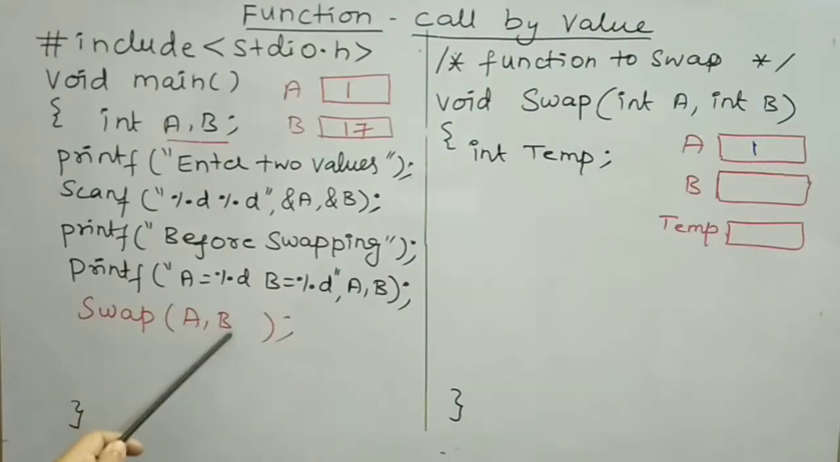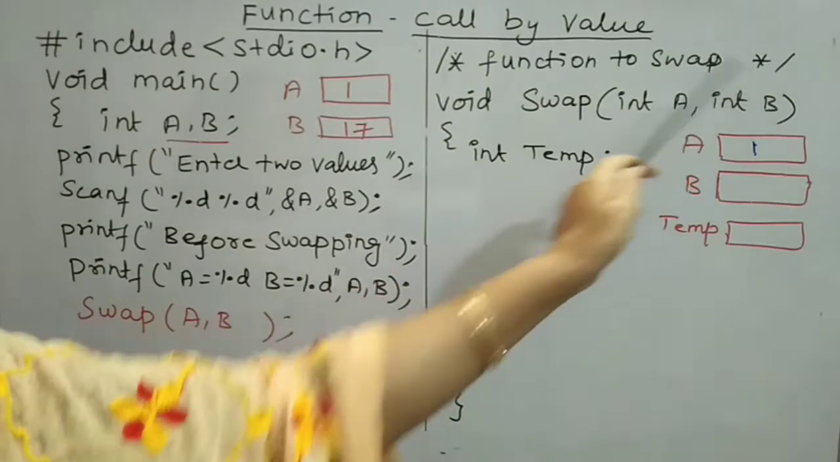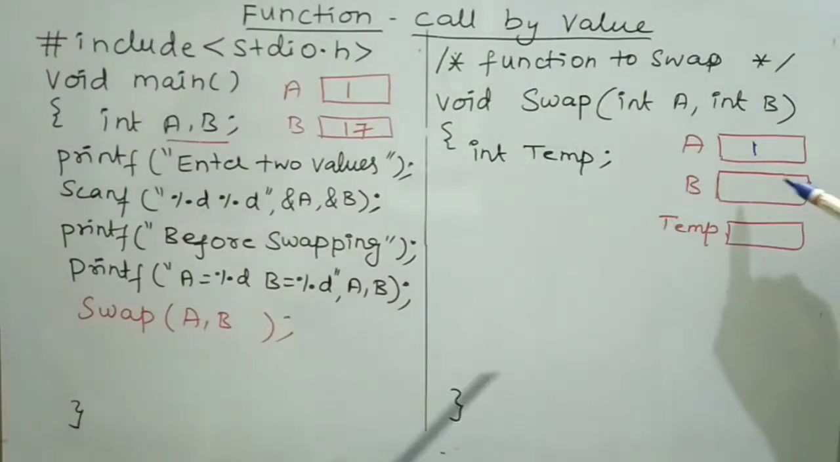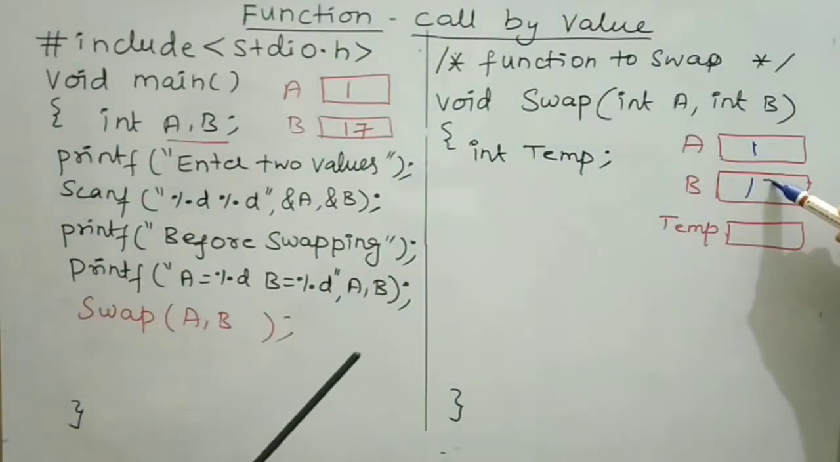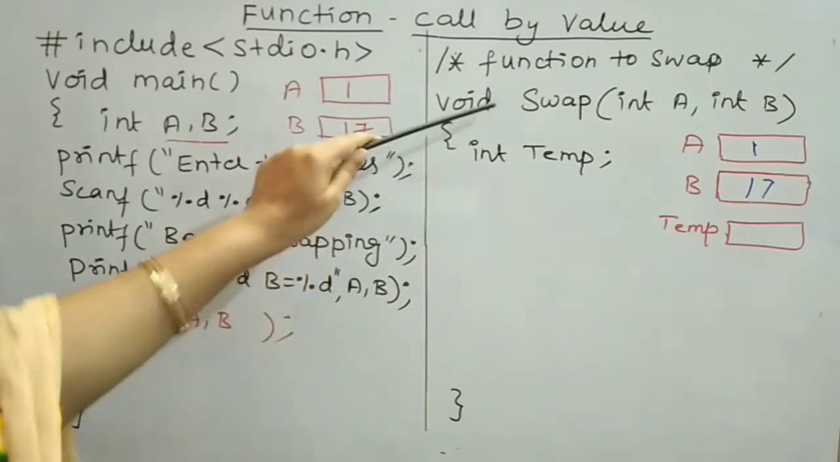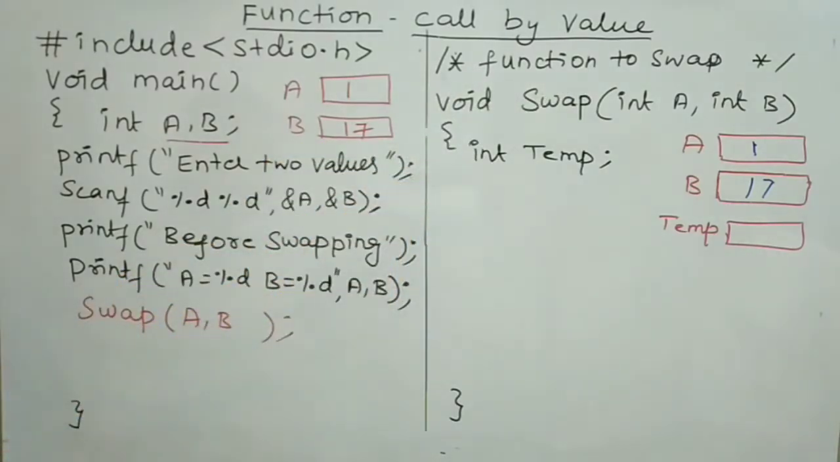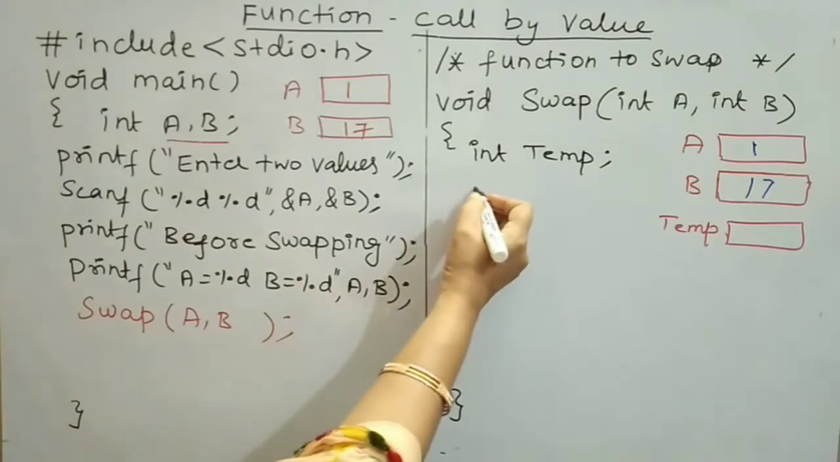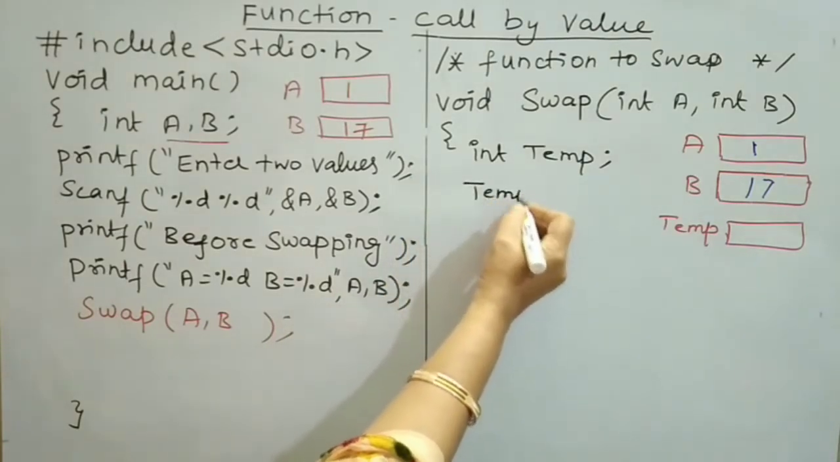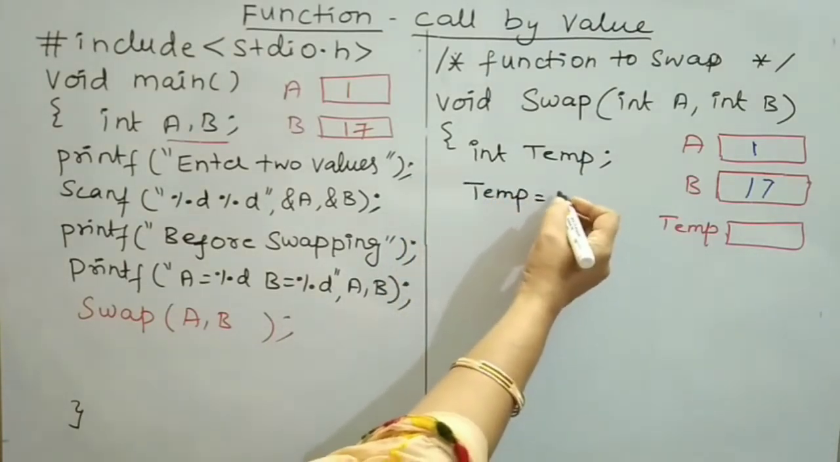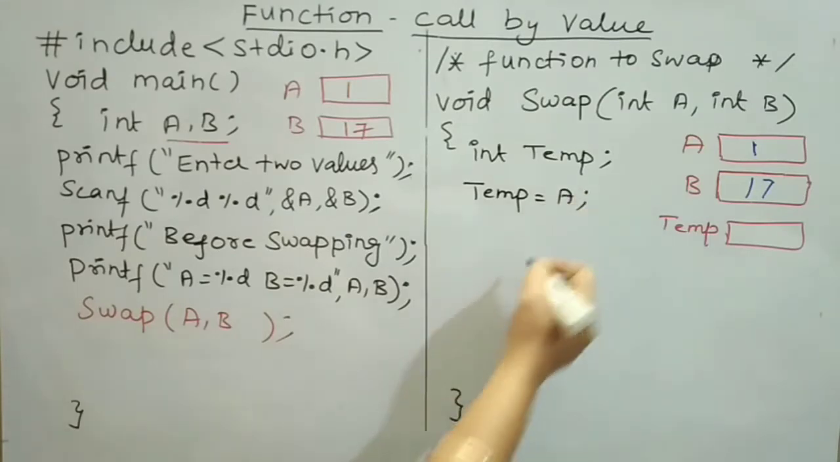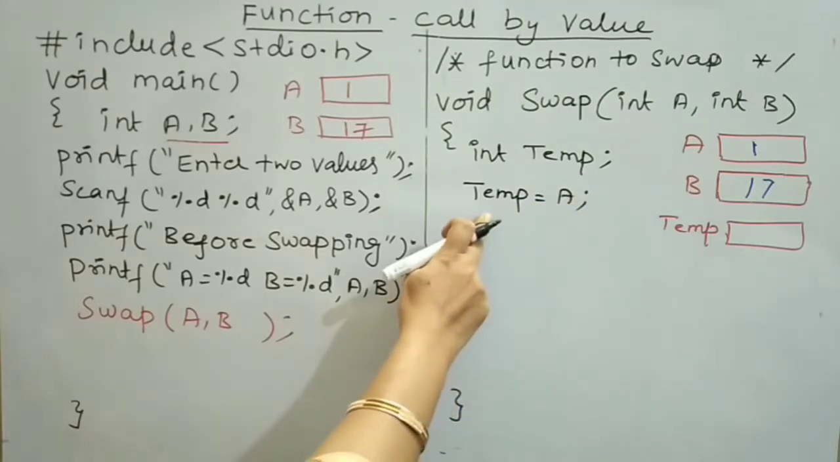Then the value of b will be assigned for the variable b defined inside swap. So b takes the value 17. Now inside the function we are supposed to write the code to interchange the value. To interchange value we have used a temporary variable, that is temp. Initially temp takes the value of a. So the value of a is assigned to temp.